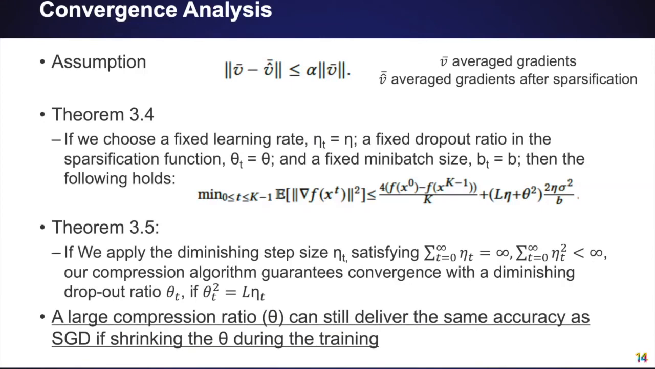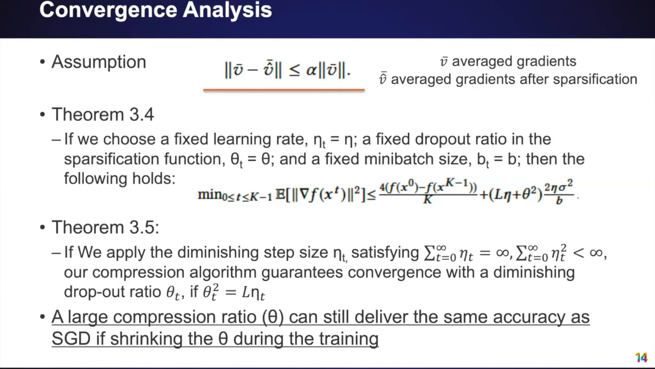Now I'm going to theoretically analyze why our FFT-based compression approach does not impact the convergence. First, let's make an assumption. V bar is the average gradients of each iteration, and V delta bar is the average gradients after sparsification. This assumption tells us V delta bar only loses a small amount of information with respect to V bar, and an update from the sparsified gradients is within a bounded error range of the true gradient update. We will empirically prove this assumption later in the experiment.